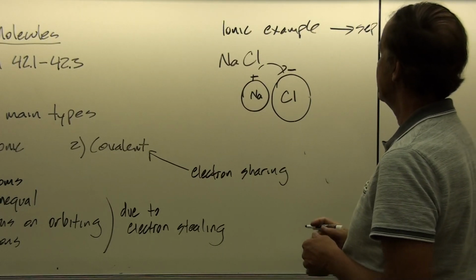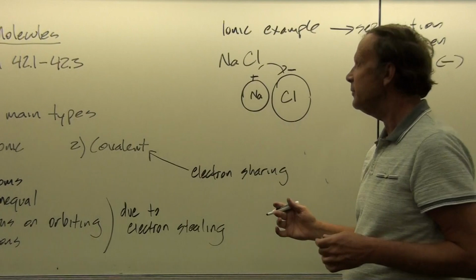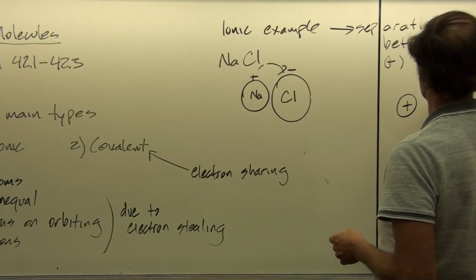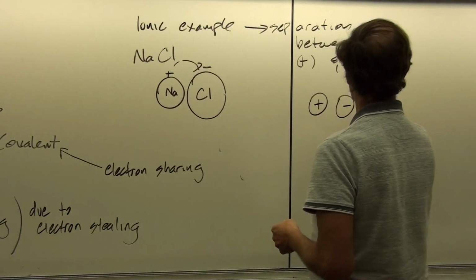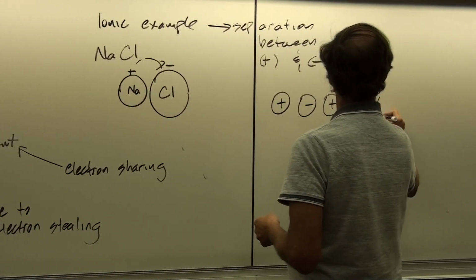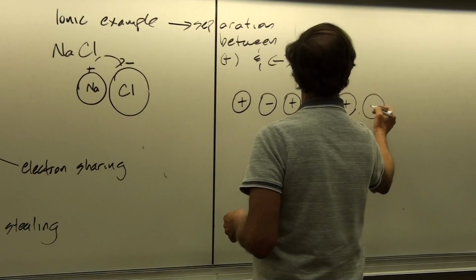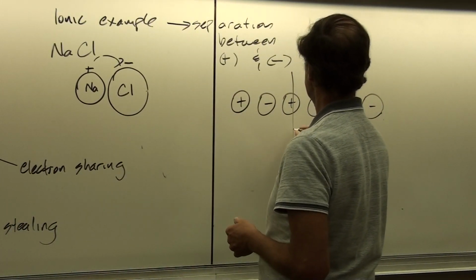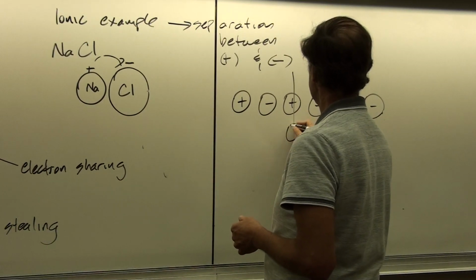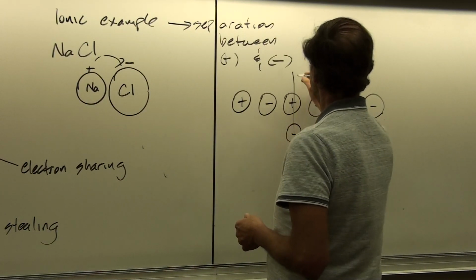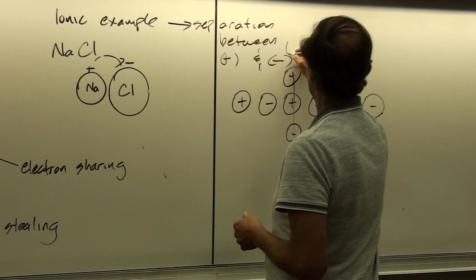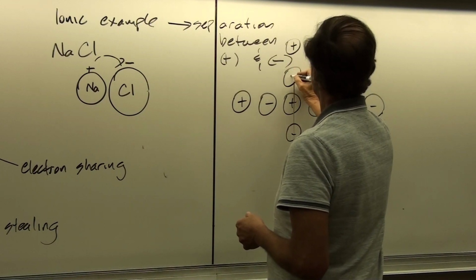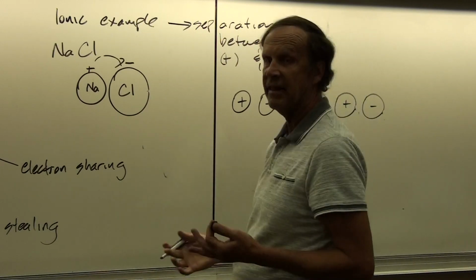And so then this can line up with a bunch of other positives and negatives so that you can end up with a crystal that looks something like this. Positive, negative, positive, negative, positive, negative. And then that can extend on this way too. It can go negative, positive, and then negative, positive. And so it can build up its structure into a 3D lattice.